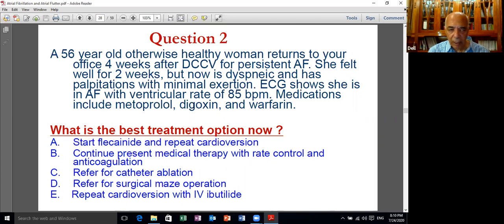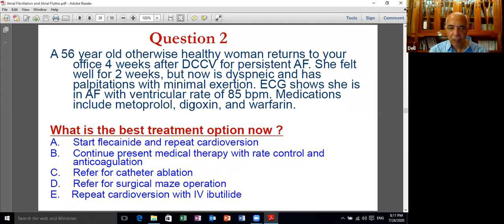Now, why not the others? The guideline says that if you fail cardioversion, then you give one antiarrhythmic drug of class 1 or class 3, and under these circumstances, you can repeat the cardioversion with more success. This is the guideline. Here, there is no evidence from the stem of the question that she has structural heart disease. So she is fit for a 1C drug, propafenone or flecainide.